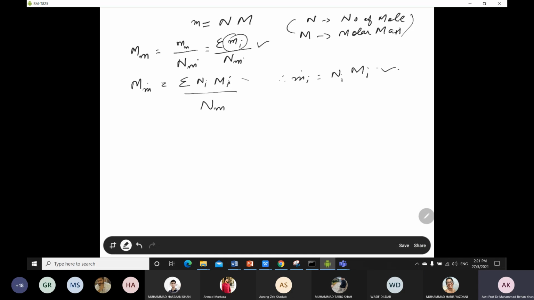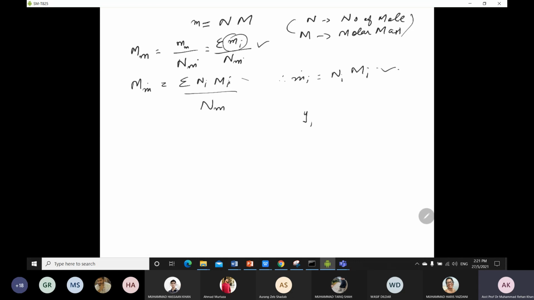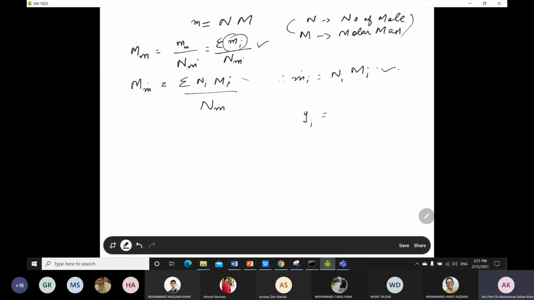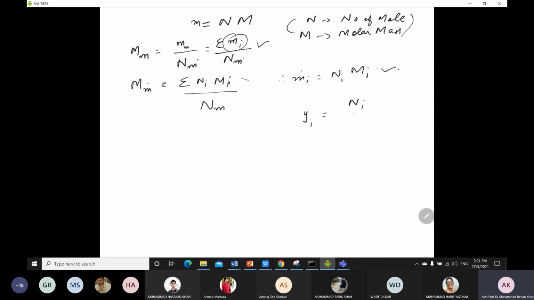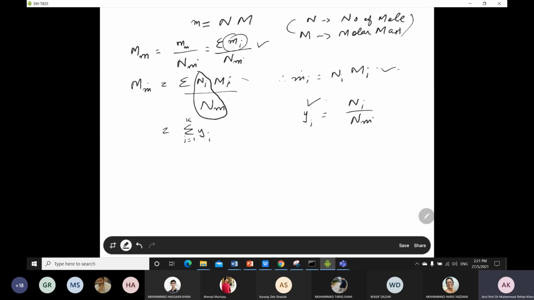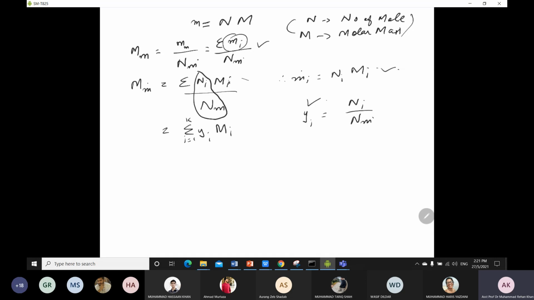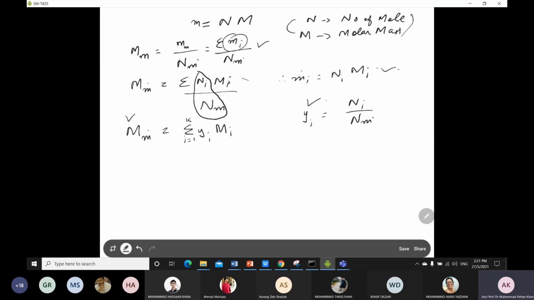From the previous slide, while talking about the mole fraction, we already know that yi, the mole fraction of the individual component, is equal to the number of moles of the individual component over the number of moles of the mixture. So we can just replace this term with yi. We can say the summation of yi times mi, and it will be for k components, where k is any number of components. So now this is the equation which we developed to find the molar mass of the mixture.